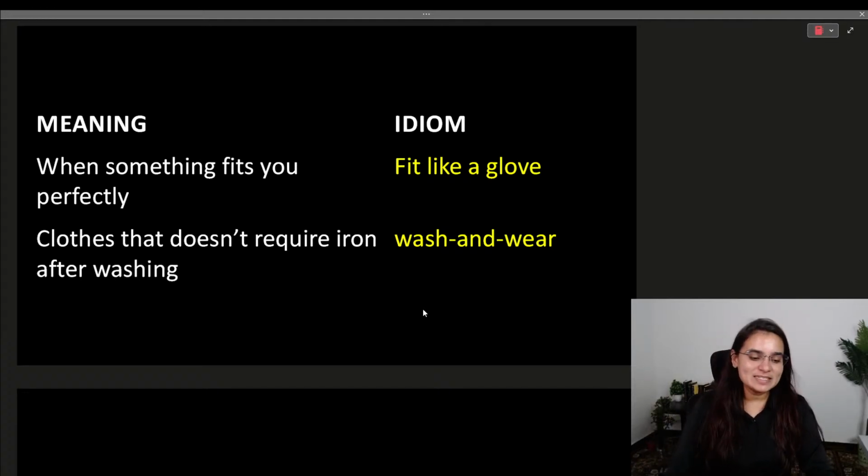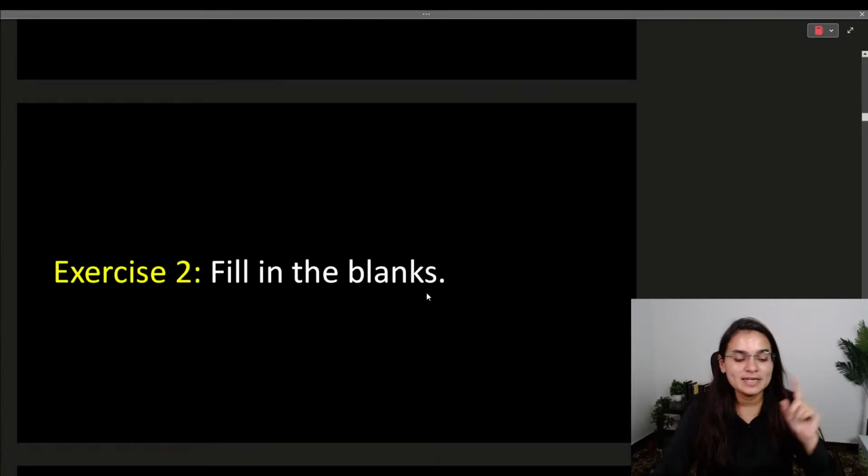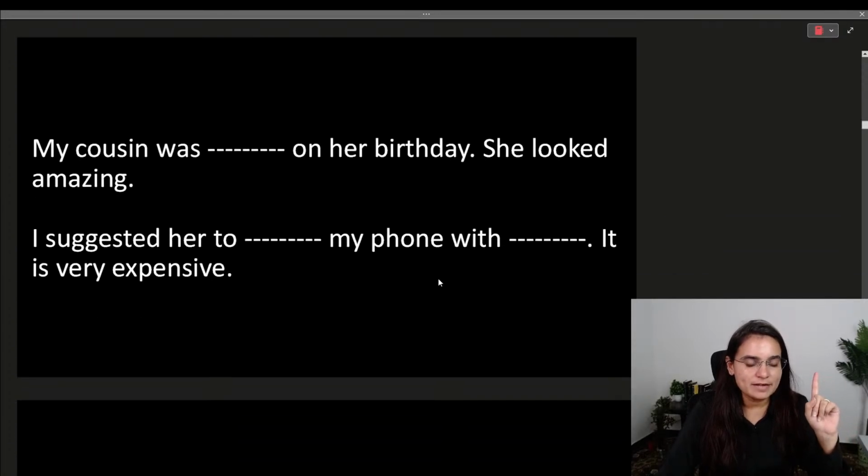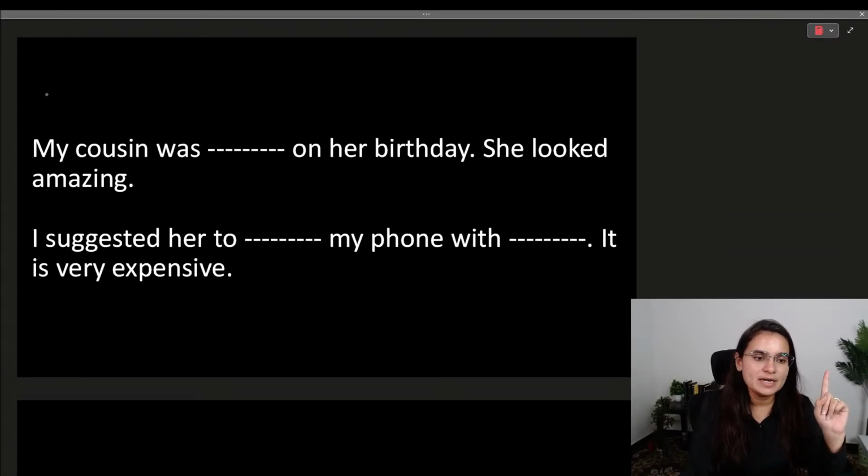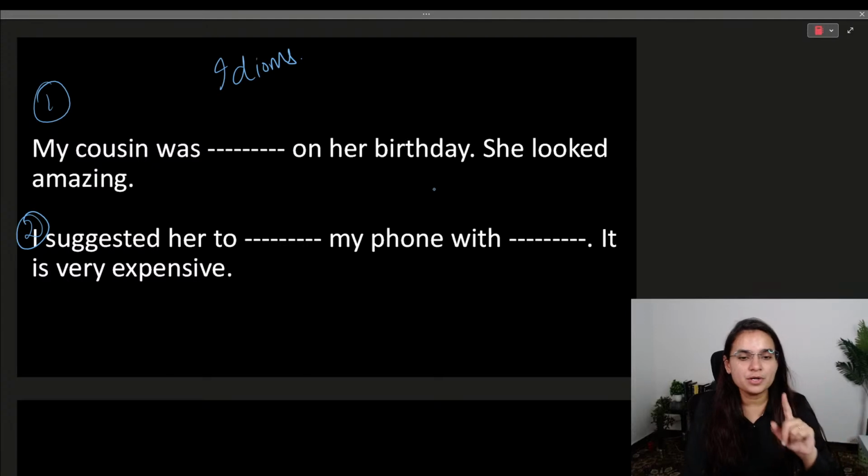All right. Okay. The answer is wash-and-wear. Do not forget to put these dashes in between. They are really important. Okay. Next one. Exercise number 2. You have to fill in the blanks. The very first 2 questions are on your screen. You have to fit the idioms in these blanks. My cousin was dash on her birthday.